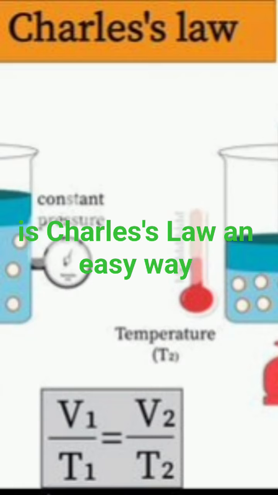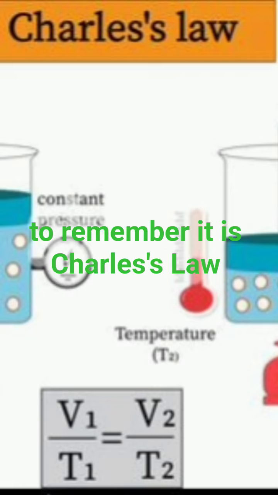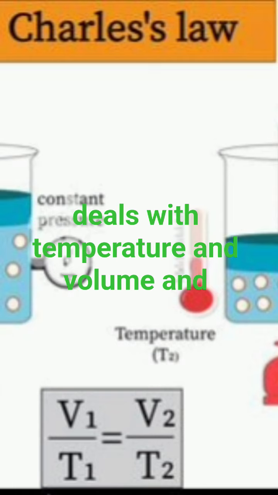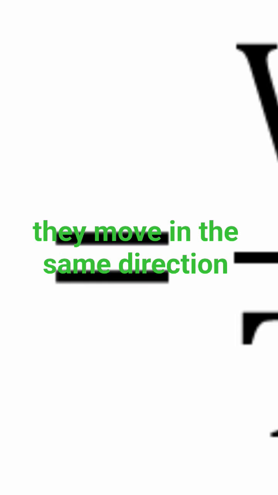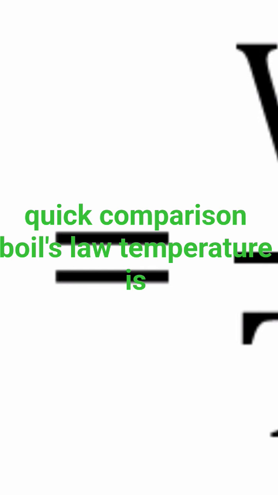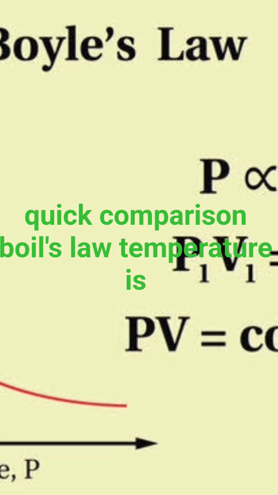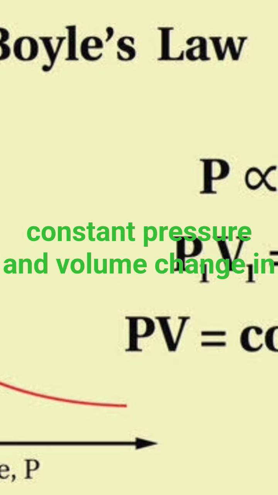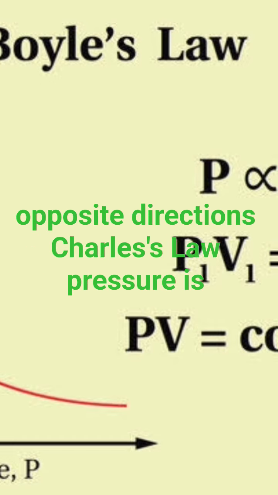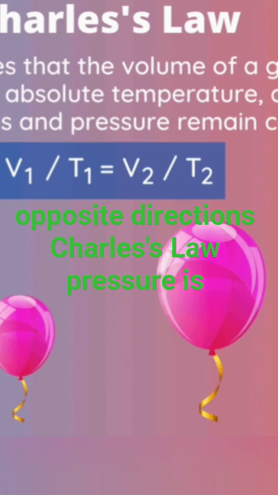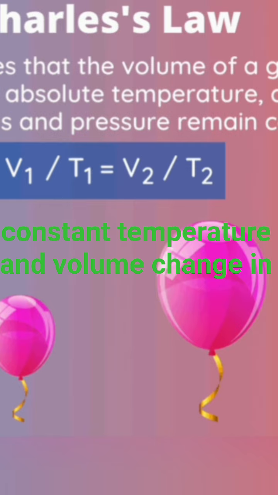That is Charles's law. An easy way to remember it is, Charles's law deals with temperature and volume, and they move in the same direction. Quick comparison. Boyle's law: temperature is constant, and pressure and volume change in opposite directions. Charles's law: pressure is constant, and temperature and volume change in the same direction.